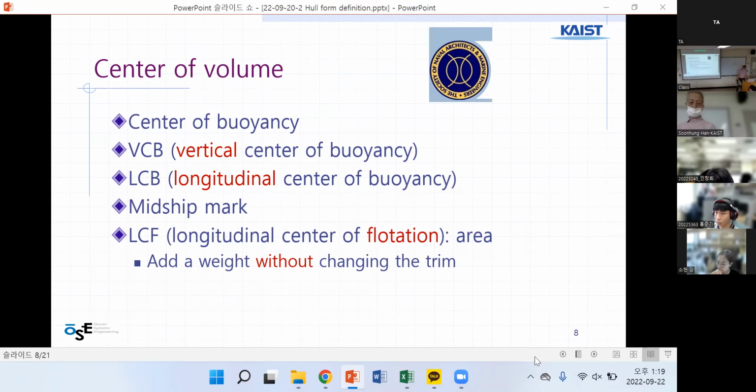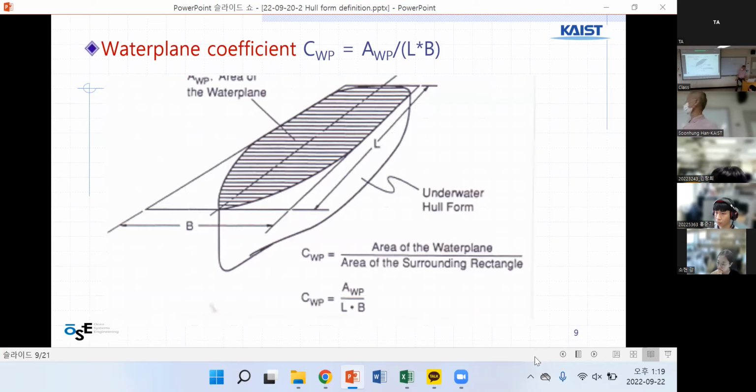Okay. And so the center of flotation is here. We call this the water plane area. So the center of the water plane area is the center of flotation. The water plane coefficient is area divided by area, but this area is L multiplied by B. CWP. And the underwater hull form? Same one.